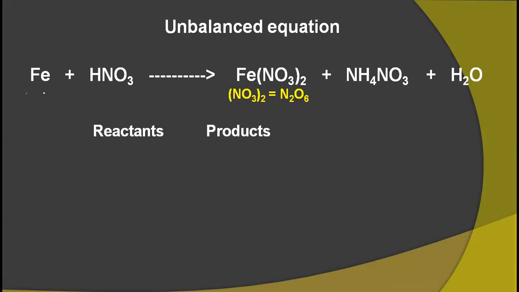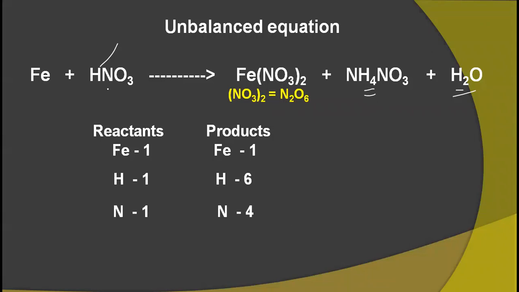On the reactant side, we have 1 iron atom, and on the product side, we have 1 iron atom. On the reactant side, we have 1 hydrogen atom, and on the product side, we have 4 hydrogen atoms over here and 2 hydrogen atoms over here. So totally it makes 6. As far as nitrogen is concerned, we have 1 nitrogen atom on the reactant side and 2 nitrogen atoms in ferrous nitrate, 2 nitrogen atoms in ammonium nitrate. So that makes totally 4.